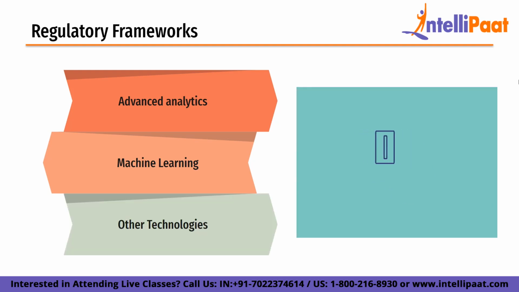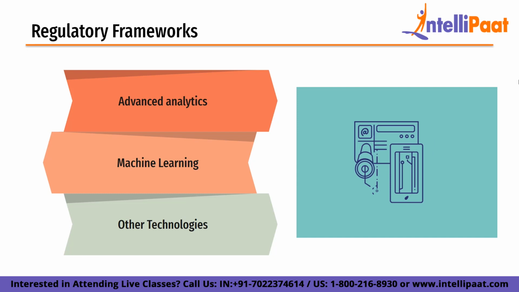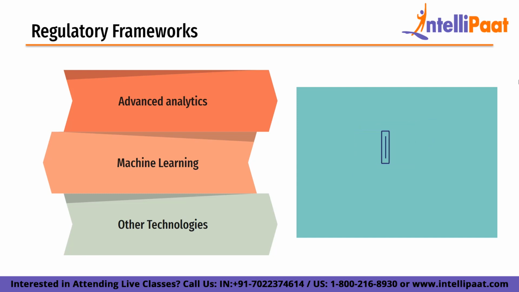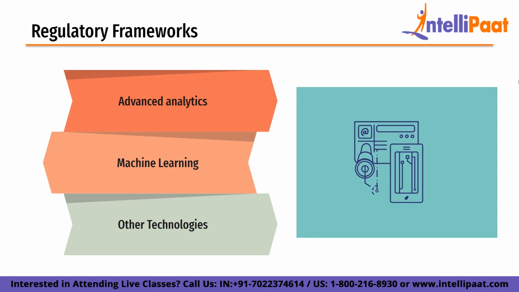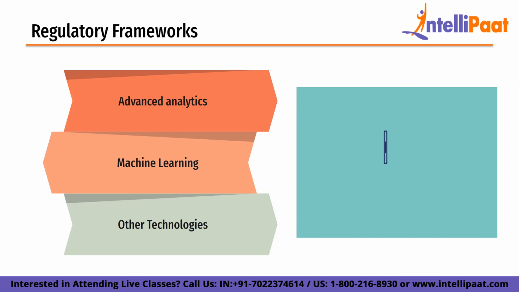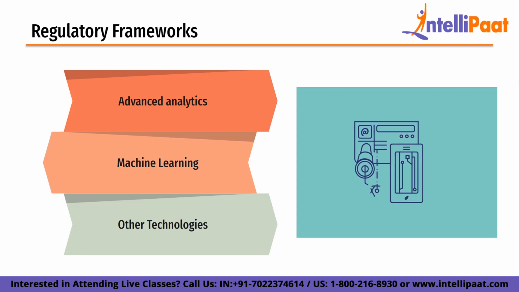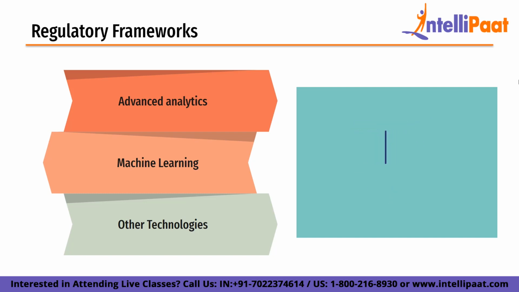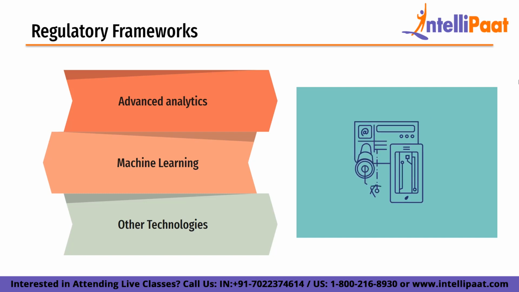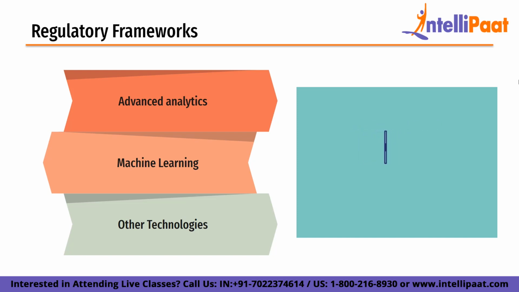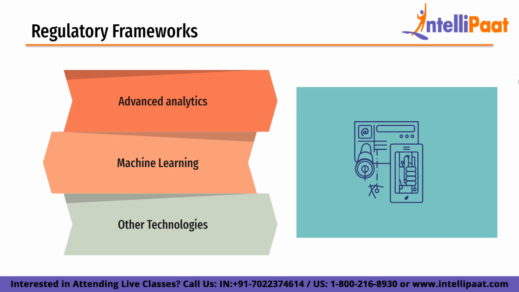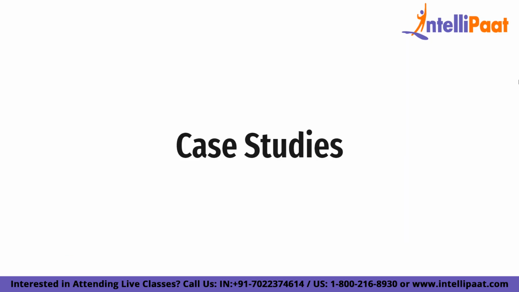Other technologies. Investment banks also use other technologies such as blockchain, cloud computing, and robotic process automation to improve their risk management practices. For example, blockchain can be used to create secure and transparent record-keeping systems, while cloud computing can provide cost-effective and scalable data storage solutions. Investment banks must ensure that they have the necessary technological infrastructure and expertise to effectively use these technologies in their risk management practices. Now we'll look at some of the case studies.